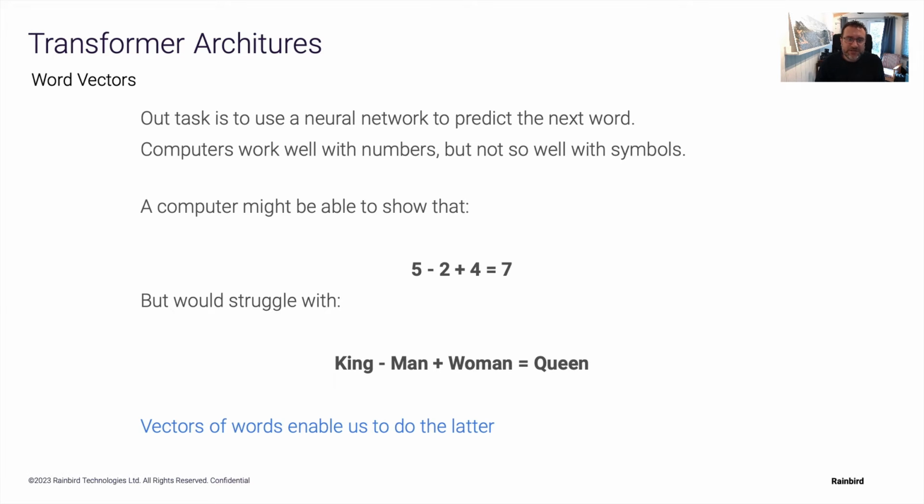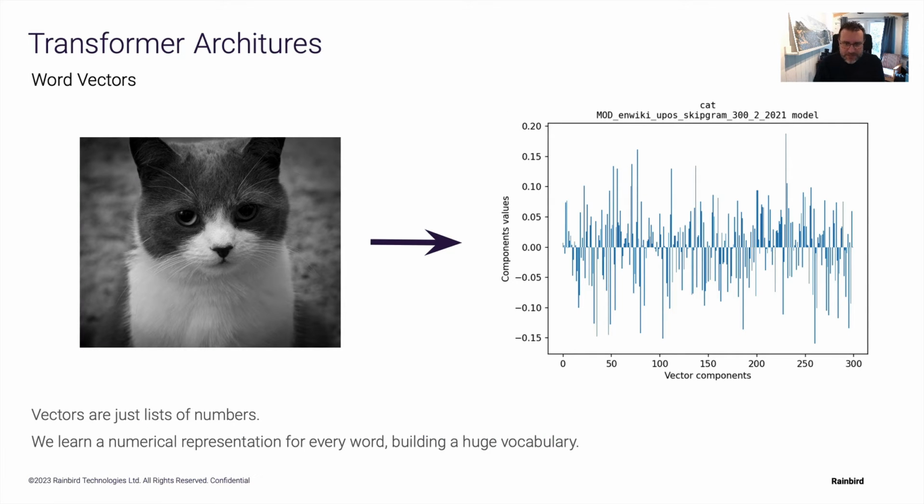So the way that we solve that is by using a technique called word vectors. And word vectors actually enable us to go and do the latter of these two descriptions that I've got on the screen here, allow us to go and do mathematics over words themselves. So very briefly, what are word vectors? Word vectors are really just a list of numbers. You can think of a vector as just a big array, so it's a great long list of numbers.